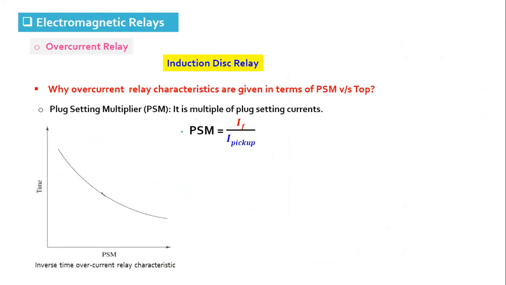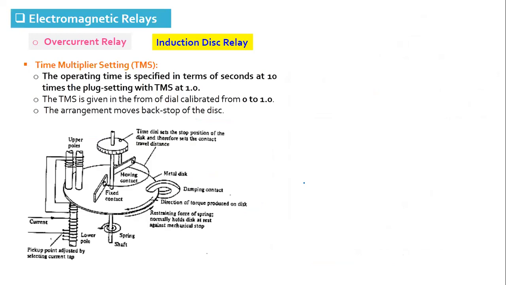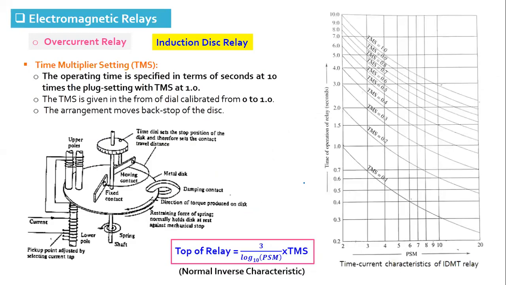The second type of setting is called the time multiplier setting. The time multiplier setting is generally used to decide the time of operation, and the range is from 0 to 1. Okay. The time multiplier setting is adjusted by adjusting the black dial, which will adjust the position of the backstop. As the position of the backstop is adjusted, we can say the moving contact position is adjusted, and therefore the distance traveled by the moving contact will change. And this is how the time of operation can be changed.